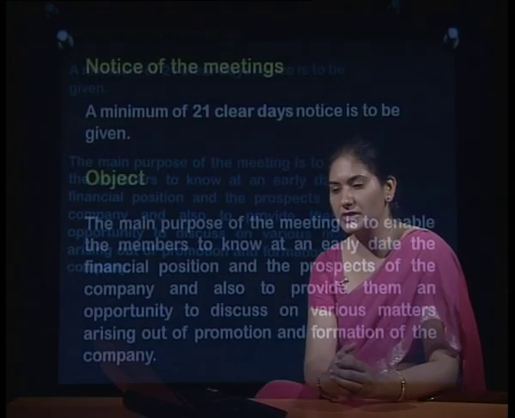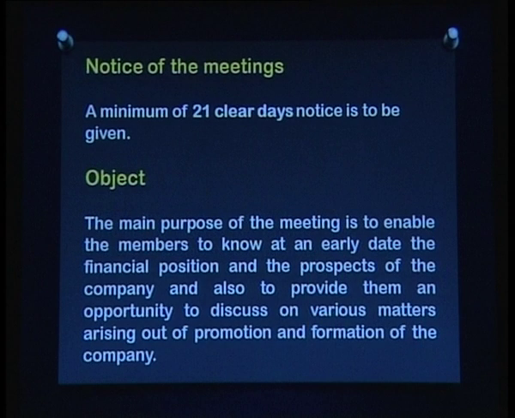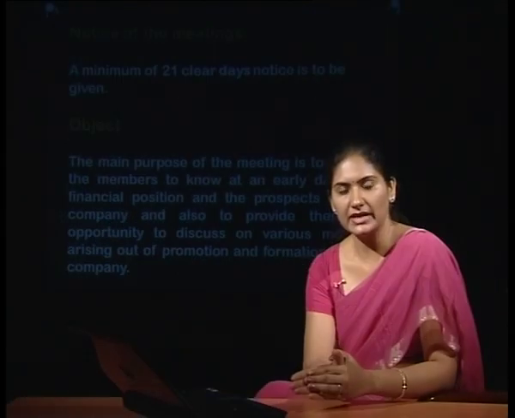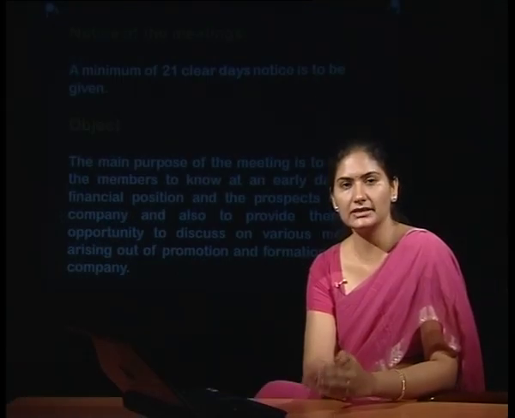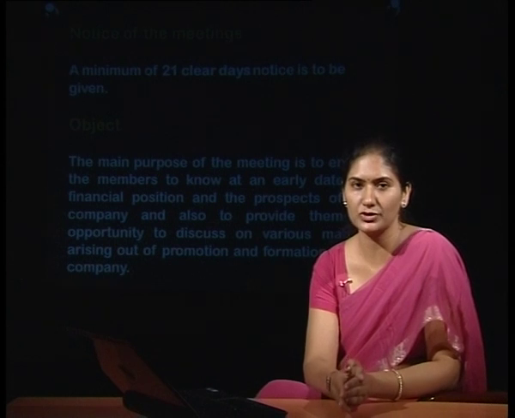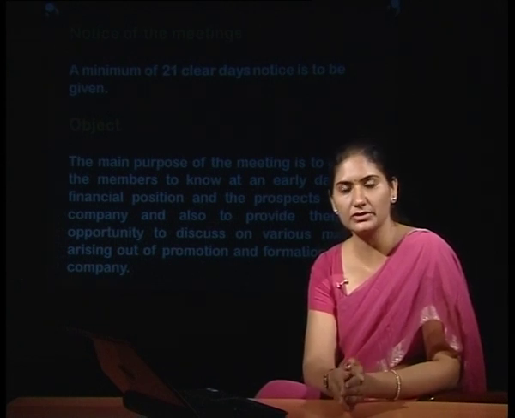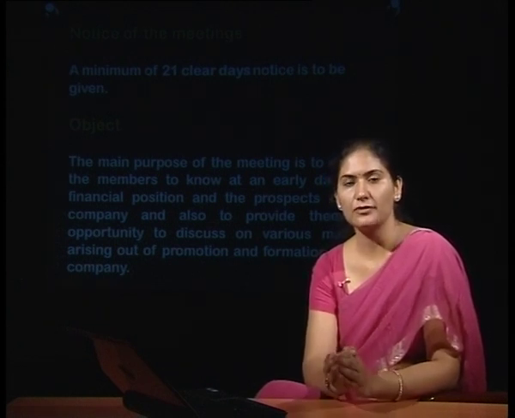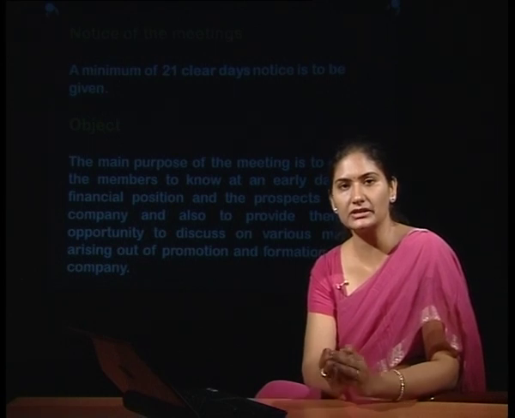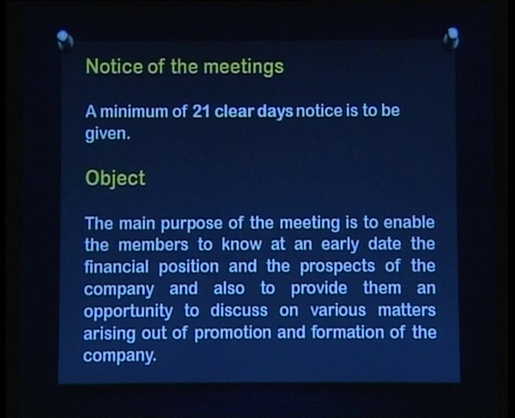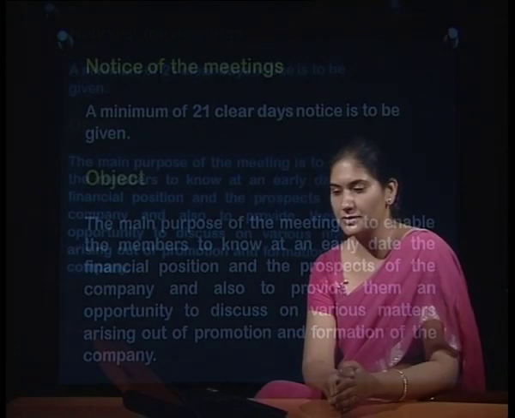The notice of the meeting must be a minimum of 21 clear days. Minimum clear days means the date of the meeting has to be excluded and the date on which the notice was posted will also be excluded, plus 48 hours for postal delay in reaching the notice shall also be included. So, excluding this time, 21 clear days should be there between the date of the meeting and the posting of the notice for the meeting.